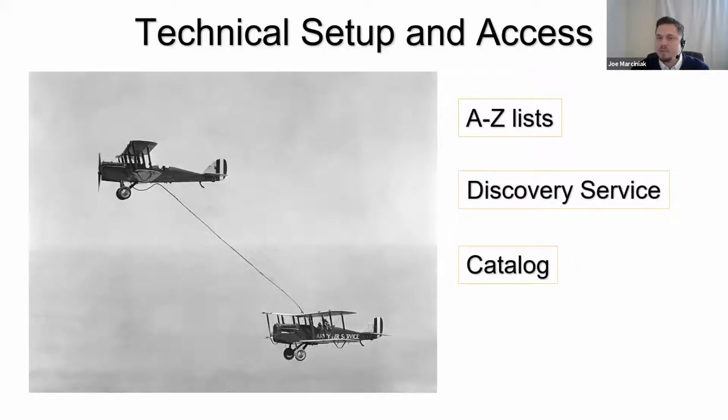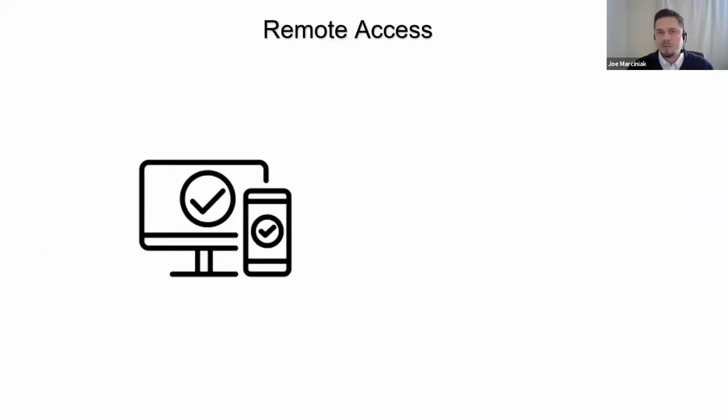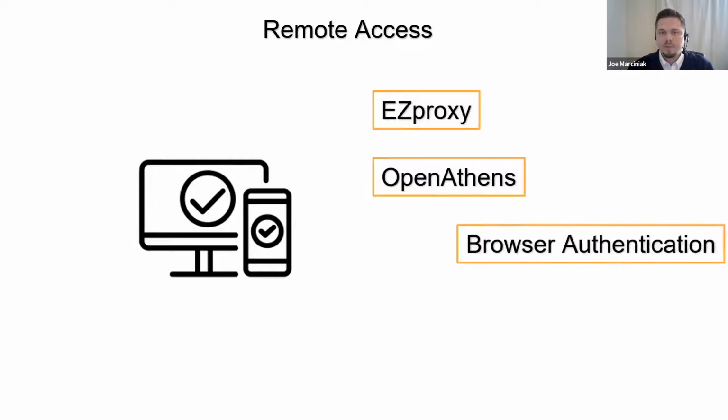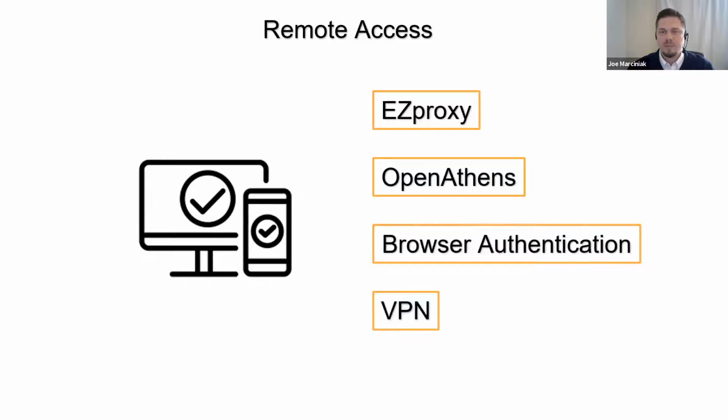Make sure that resources are cataloged. You're probably going to work with a cataloging department. It depends. If you have an LSP, a library services platform, which we'll talk about in a second, you might be able to set it up yourself. And how remote access works, which is what we'll talk about right now. So remote access is really important, and has become even more important right now when a lot of people are moving to online only instruction. EZproxy might be one that you've heard of. OpenAthens, browser authentication, and VPN.